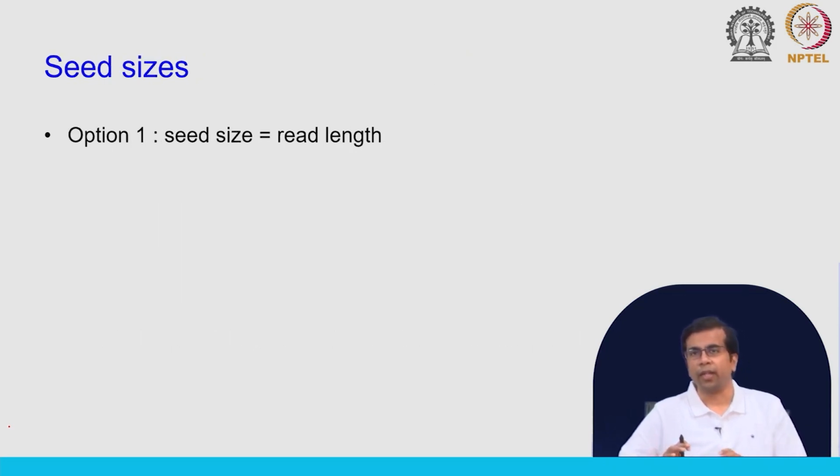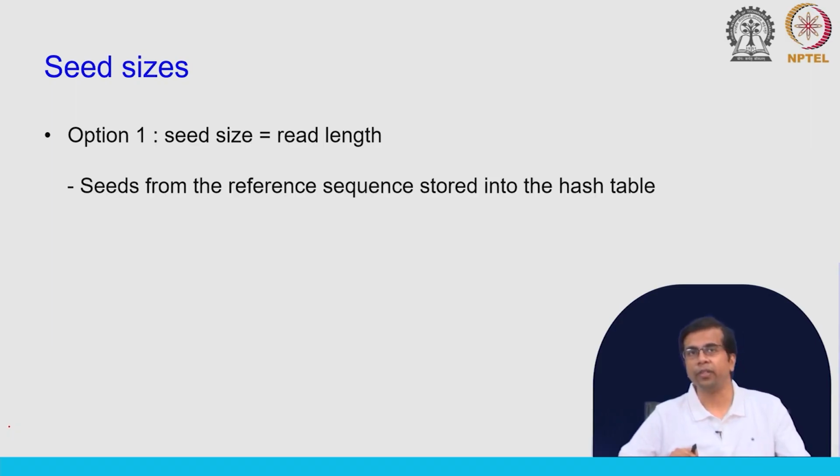There are various options when you are trying to design the algorithm. You can think about different options and how you want to proceed. The first option is seed size equal to read length. So we choose the seed size as the read length. If you have a read length of 50 base pairs or 100 base pairs, that would be our seed size. Then we break down the reference sequence to generate seeds of that size. If it is 100 bases, we generate seeds of length 100 and then store them into the hash table.